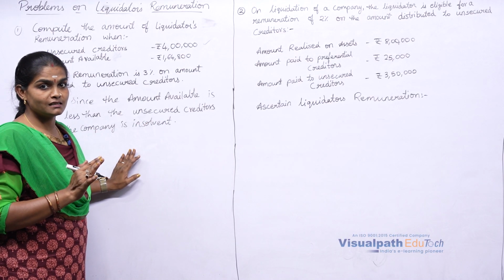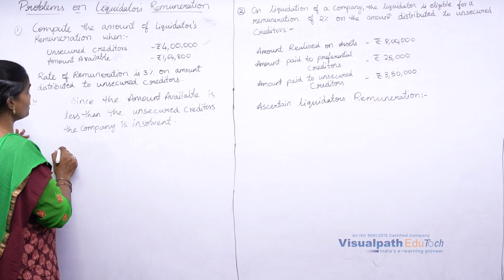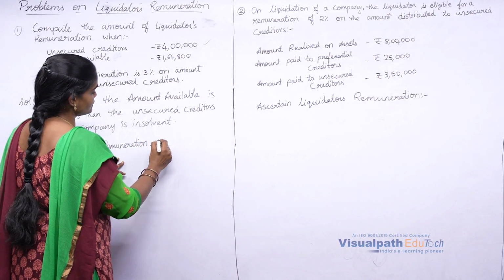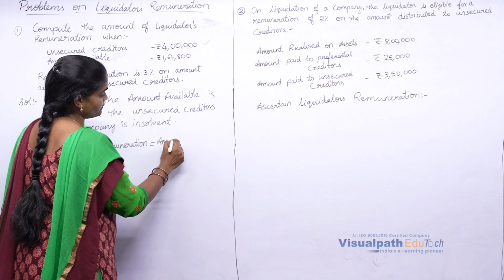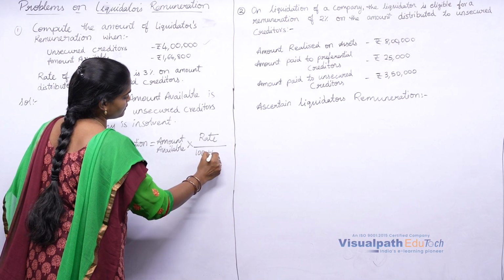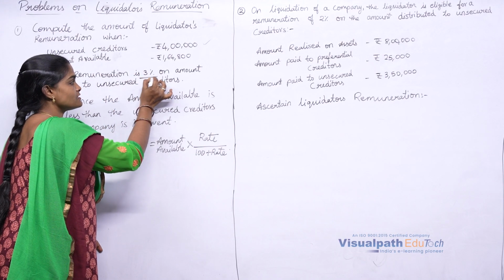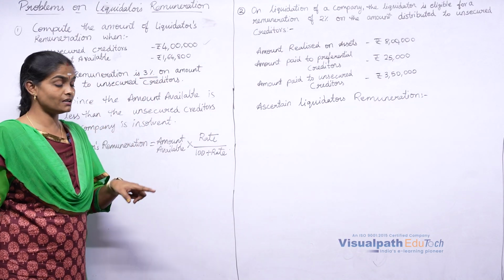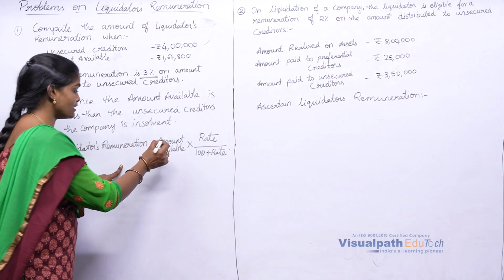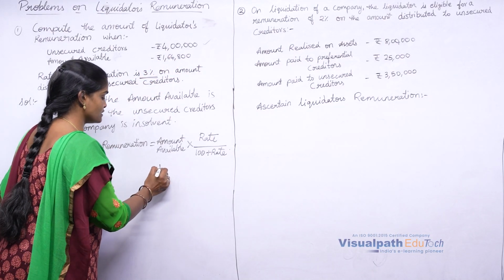So when the company is insolvent, how do we calculate liquidator's remuneration? Which formula do we apply? We discussed it in the previous class. Liquidator's remuneration is equal to amount available into rate by 100 plus rate. The rate of remuneration is 3%. Whenever the company is insolvent, we apply this formula to calculate the remuneration. So how much is the amount available? The amount available with us is 1,64,800.